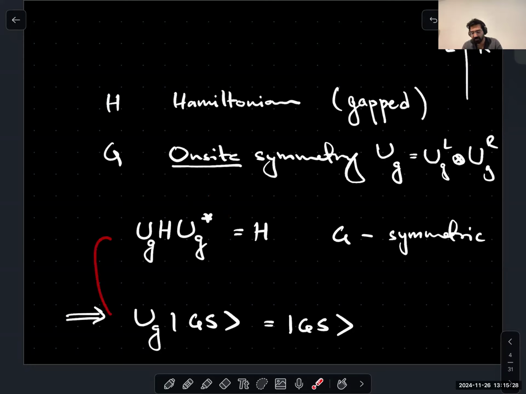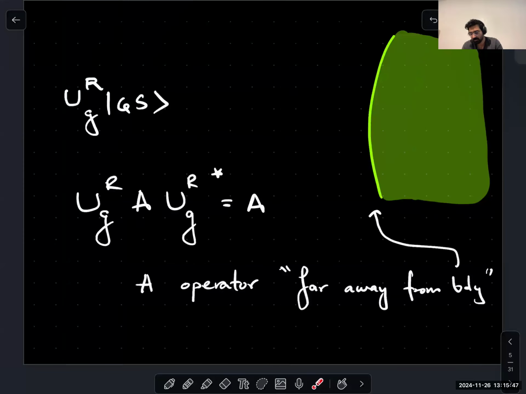So this actually implies that the ground state is symmetry invariant. Good. Do we need anything else? No, not really. We don't even need the assumption that the ground state is unique. We can have a manifold of ground states and things like that as well.